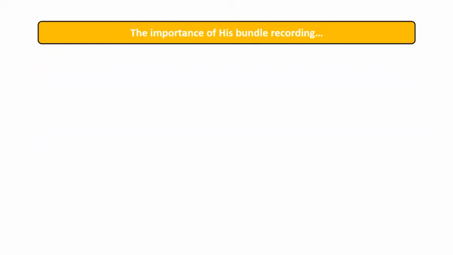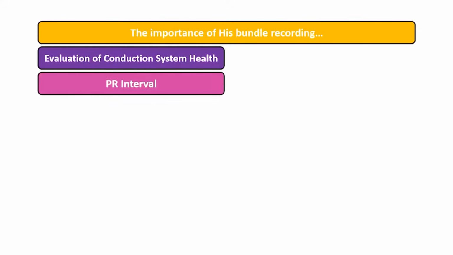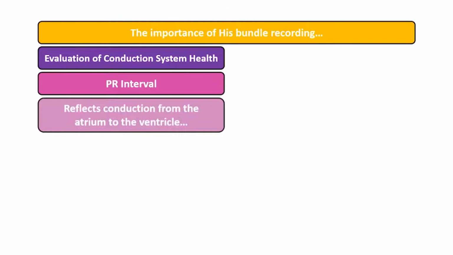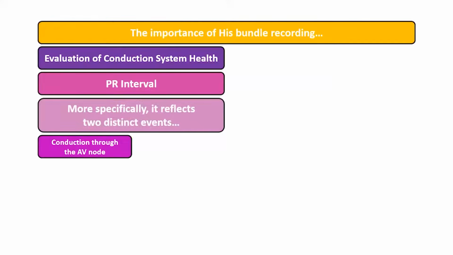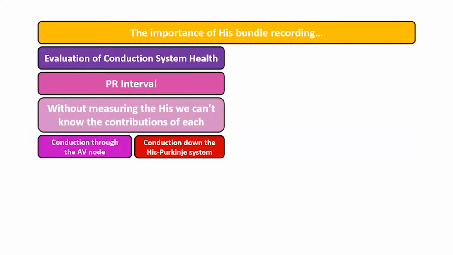So why is it important to record the HIS bundle? Well, it can be critical in our evaluation of conduction system health. We know that the PR interval represents conduction from the atrium to the ventricle. And after this talk, we know that more specifically, the PR interval actually represents two additional distinct events. Conduction through the AV node, represented by our AH interval, and conduction down the HIS Purkinje system, reflected by our HV interval. But without measuring the HIS, we can't know the contributions of each.